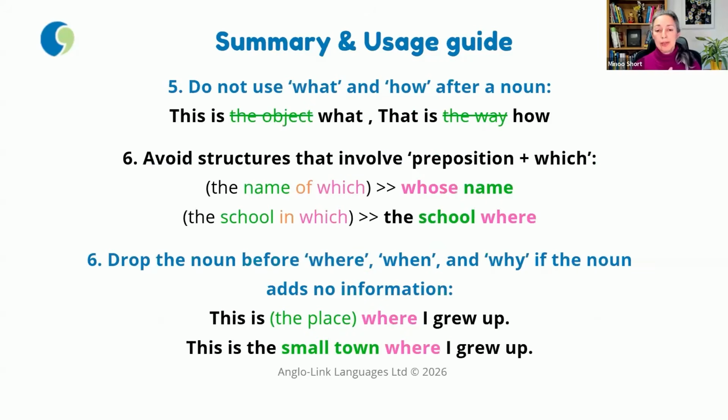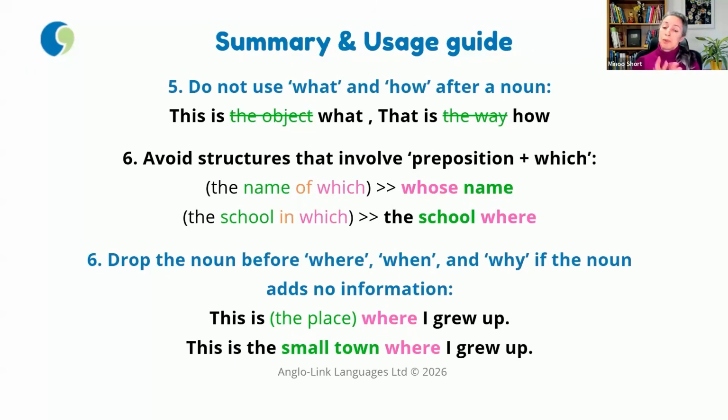Continuing with the usage guide, do not use what and how after a noun. So avoid saying this is the object what, this is the object that, or this is what, or this is the way how. Just this is or that is how. The sixth one, avoid structures that involve preposition and which, because they are very complicated. So instead of the name of which, just say whose name. Instead of the school in which, just say the school where.